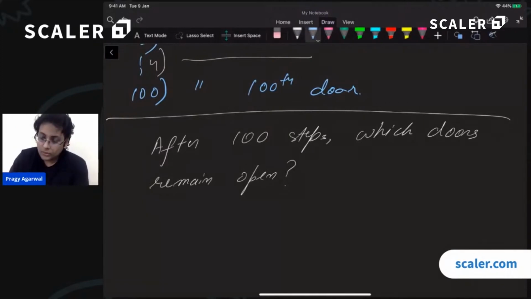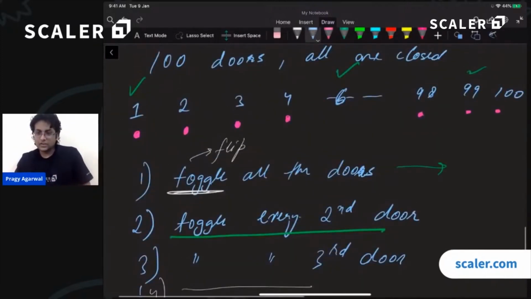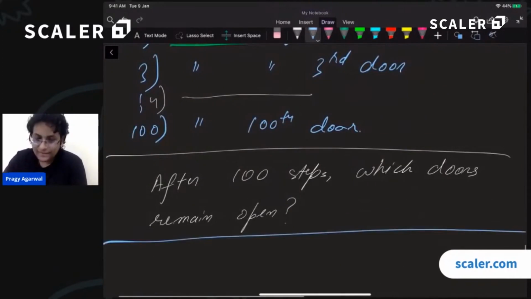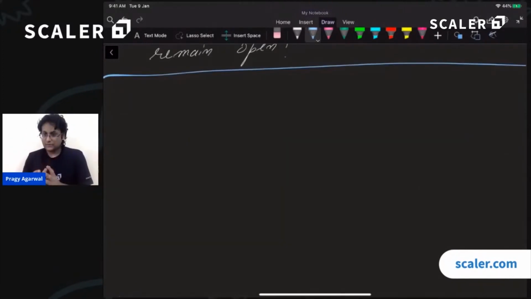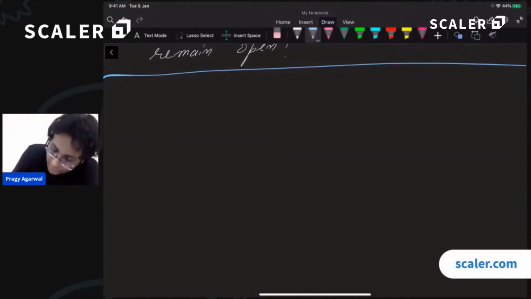All right. So, this 100 is a very, very large number, right? So let us actually reduce the problem. Whenever you have a difficult problem, you try to check that problem on smaller numbers, right? So let us say that we only have 10 doors. Okay, we only have 10 doors.